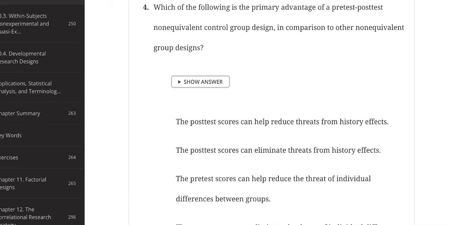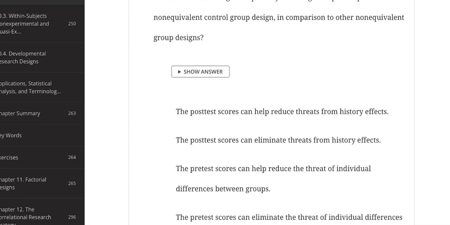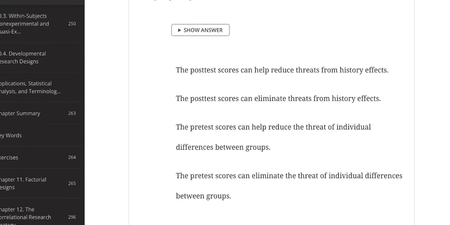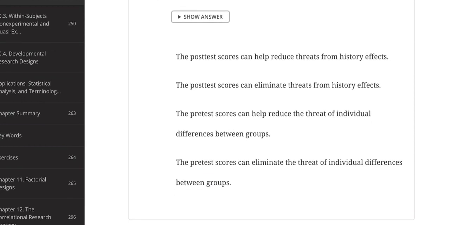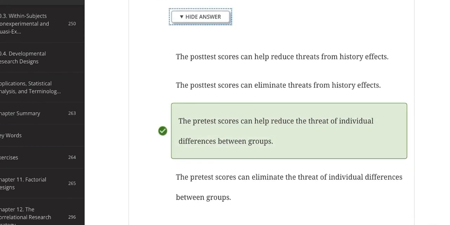Which of the following is the primary advantage of a pre-test post-test non-equivalent group design in comparison to other non-equivalent group designs? So I kind of just talked about this a second ago, but pre-test, post-test, so remember we're adding the pre-test component. What does that do? Hopefully you know that is reducing the threat of individual differences.